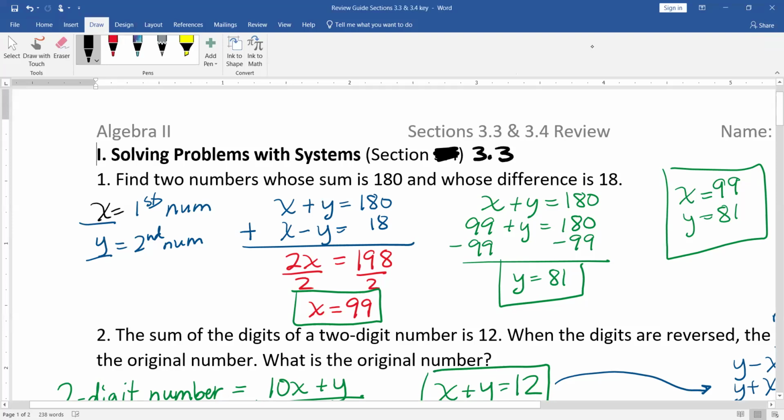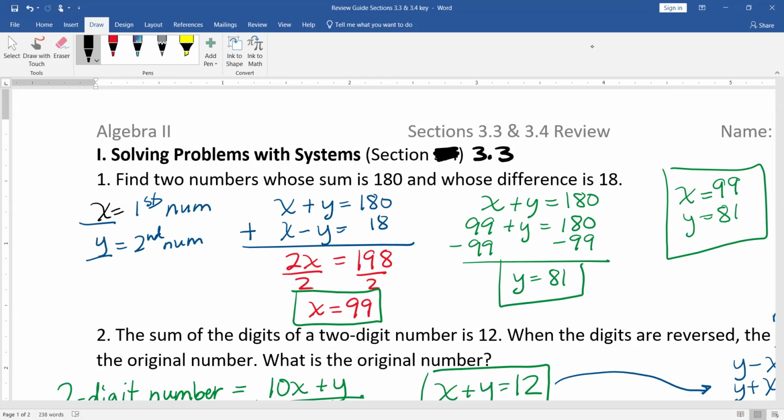At least the first one is. The second one's 3.4. Actually, no, both of them are section 3.3. That was just a typo. Anyway, for anybody who was not in class on Thursday, you can pause this and get these to fill them in and see the process there. So that's the first one.